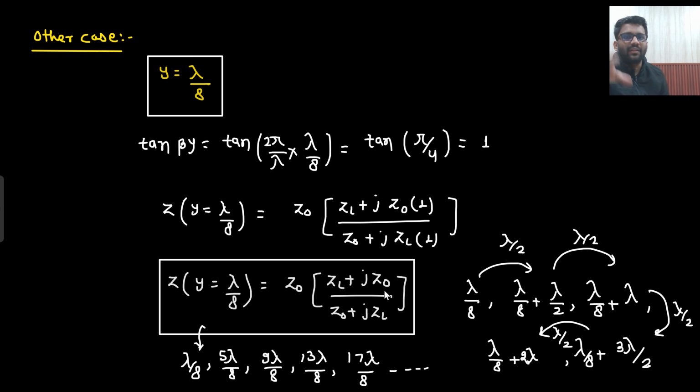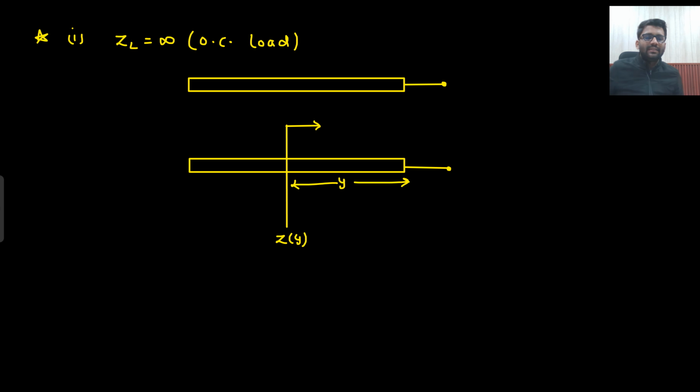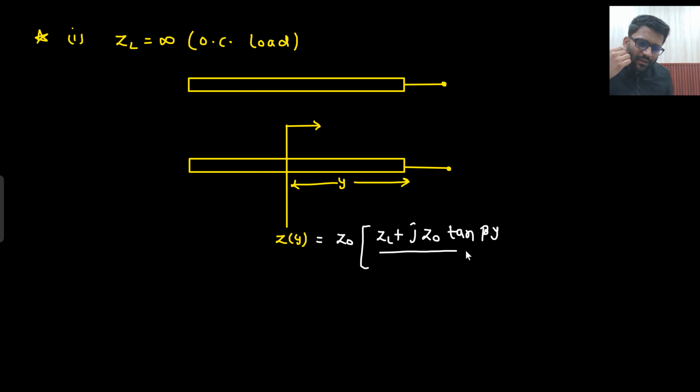Again, you don't need to remember it, but in the examination, sometimes these lengths can also be mentioned. So there it should come into your mind that there will be some very simple formula. Let's see this case as well. If my load is open circuited, here I am not talking about any length. I am taking another random length. So load is open circuited, that means ZL is infinity, right? So what will be my ZY? ZY is Z0 into ZL plus J Z0 tan beta Y upon Z0 plus J ZL tan beta Y.